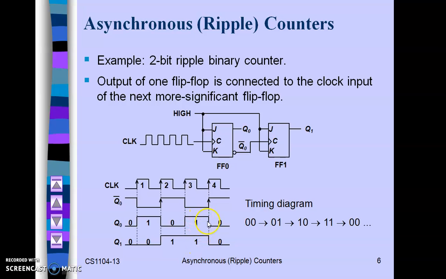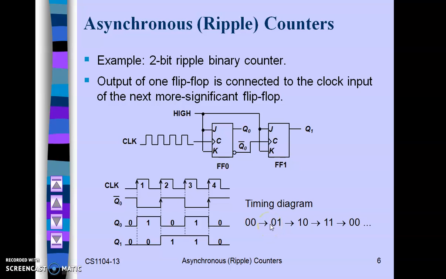At the next clock pulse, flip-flop 0 will get toggled and the output of Q0 is 0, so due to that Q0 bar will go high and flip-flop 1 will get triggered, and the output of Q1 will get toggled from 1 to 0. So like this it will count 00, 01, 10, 11, 00. So a total of 4 states will be counted by this 2-bit ripple counter.